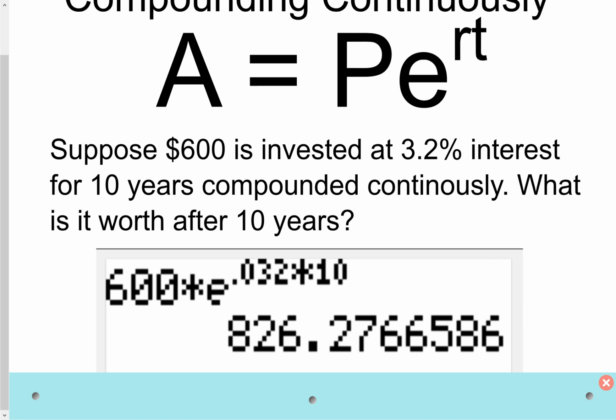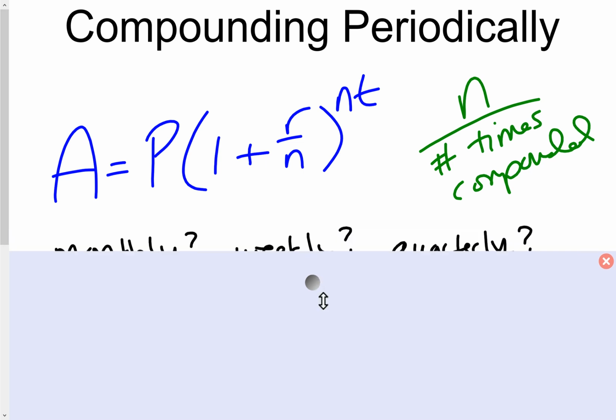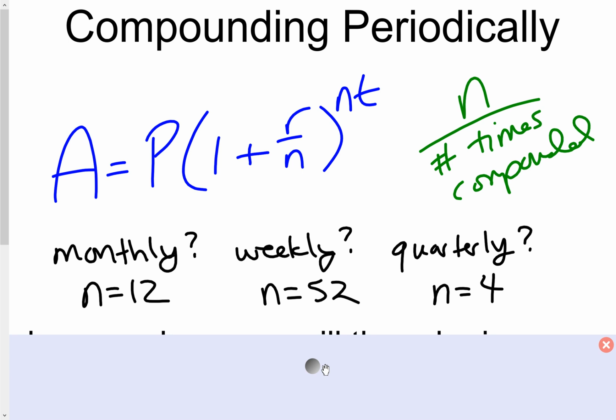Now, not everything in the real world is annually or continuously. There are times when maybe it's credit cards or your banks or your mortgages where things get compounded periodically. Monthly is very common, and so we have a different equation. We have A equals P times (1 plus r over n) to the nt power, where n is the number of times you're compounding per year. So if we're compounding monthly, n is 12. If we're compounding weekly, n is 52. If we're compounding quarterly, n is 4. If we're compounding biannually, or twice a year, n is 2. If we're compounding every day, n is 365.